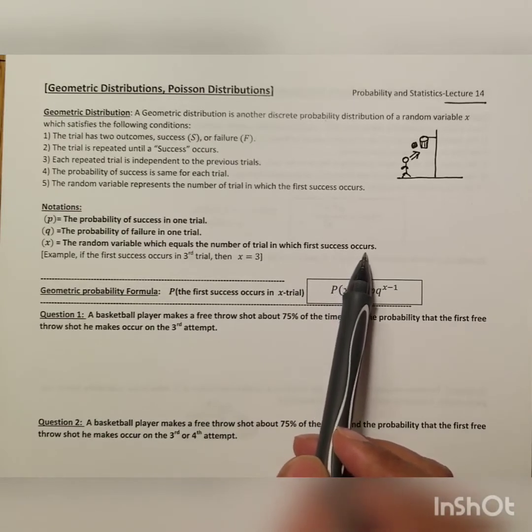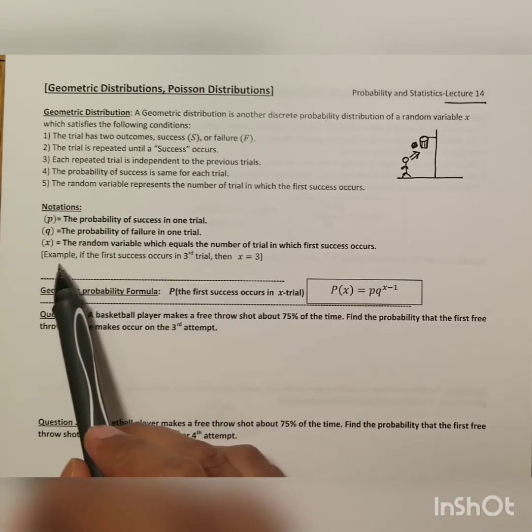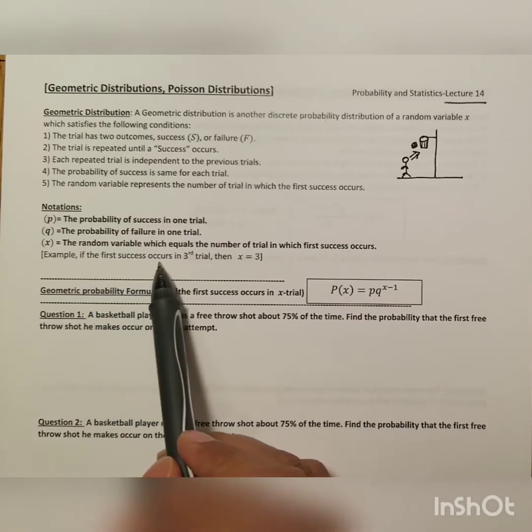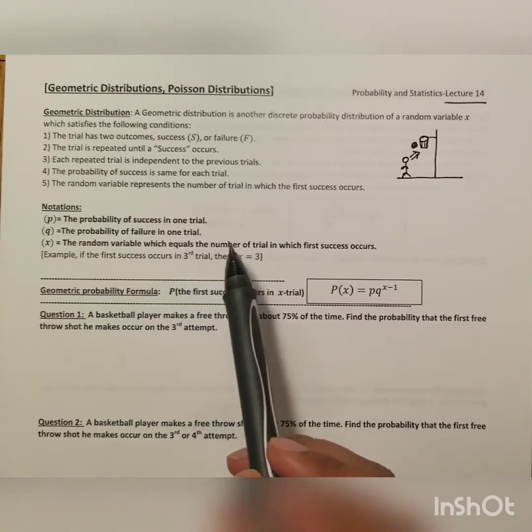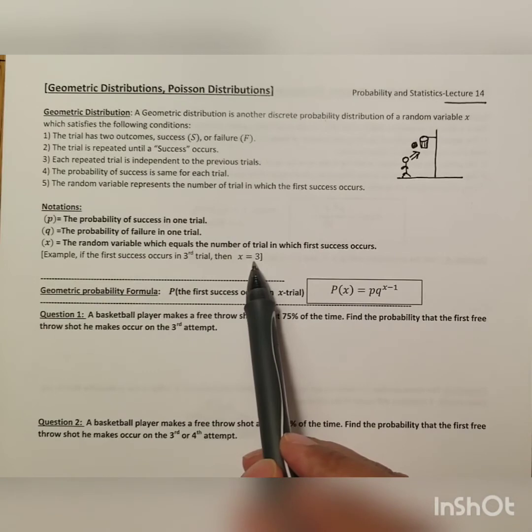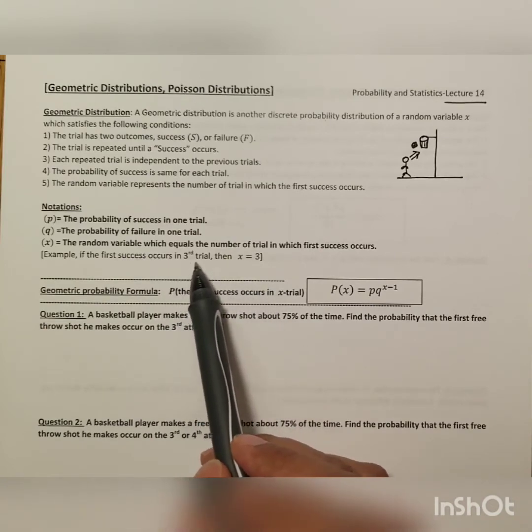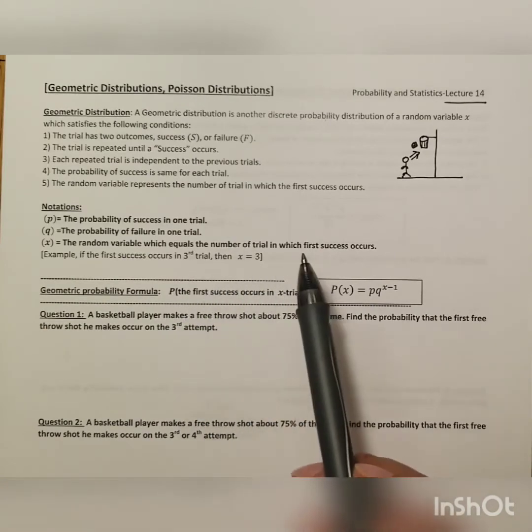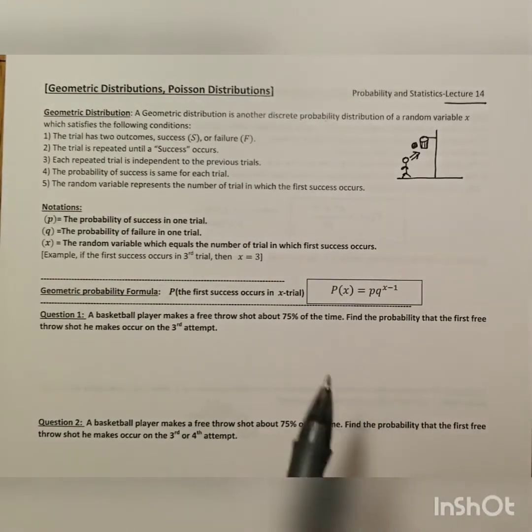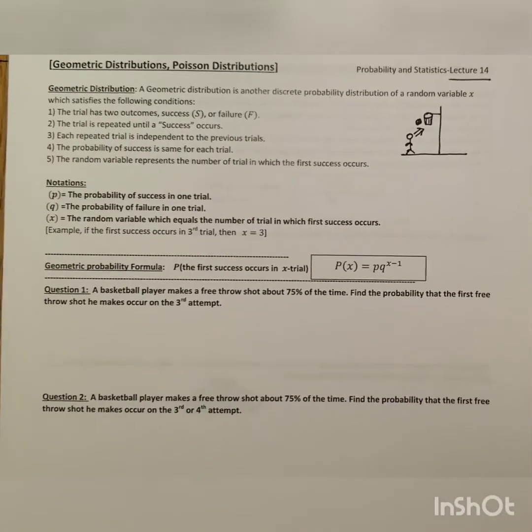For example, if the first success occurs in the third trial, then x equals 3. If the first success occurs in the first trial, then x equals 1. So that's how we find the x. We count the number of trials until the first success.